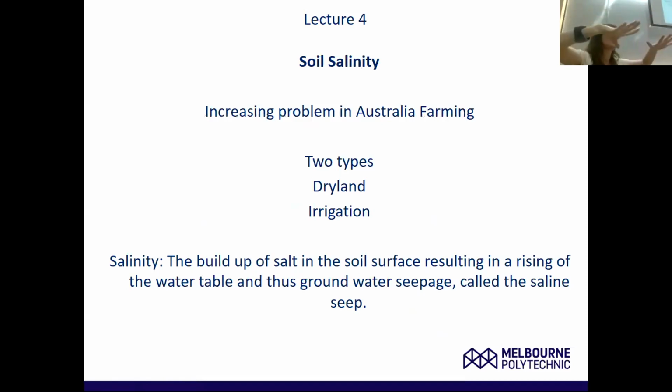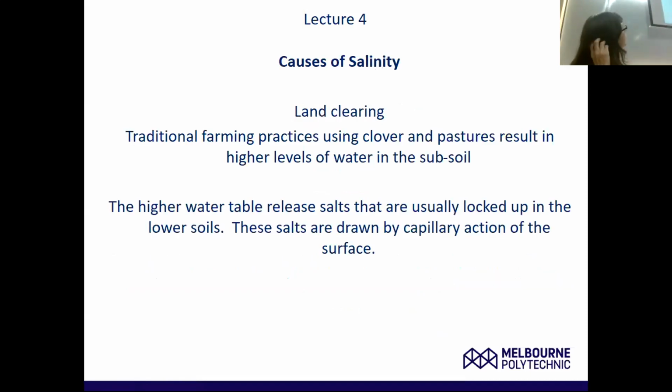As the summer goes on and your soil profile dries, so does your salinity problem. It moves down. So if you put soil sensors in, and you measure salinity as well as soil moisture, you can watch your salinity change, and then you can manage your soils accordingly. Causes of salinity are land clearing. Traditional practices using clover and pasture have resulted in high levels of water in the subsoil, and this has caused problems.